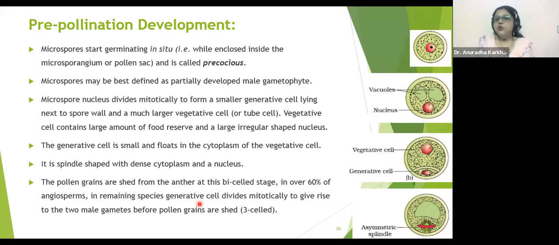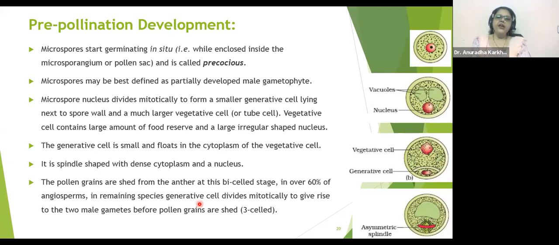तो अभी तक मेल गैमीट तो बना नहीं है. Can you see anywhere? मेल गैमीट बना है क्या 60% of the angiosperms में? नहीं, दो cells है, vegetative and generative. Where is the male gamete? Not formed till now. Okay, but look at the rest 40% of the angiosperms.